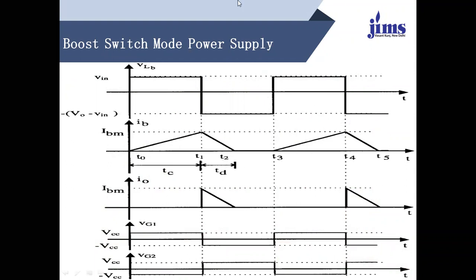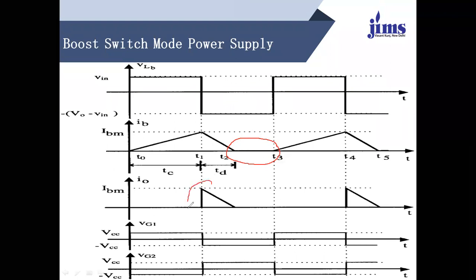Discontinuous system means whatever energy is stored within the inductor, it never will be moving like this. Once the switch is on, the inductor current will be flowing over this. Once the switch is off, at that moment we find that there is not much current flowing, and it will be stopped at this moment.